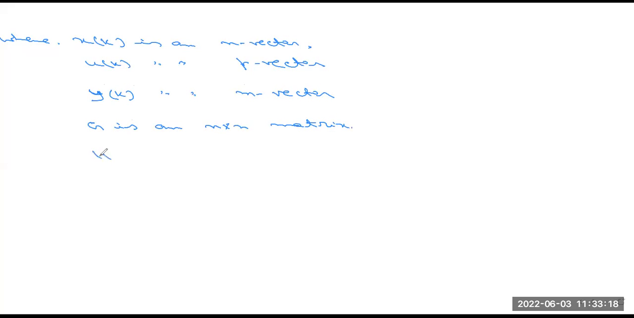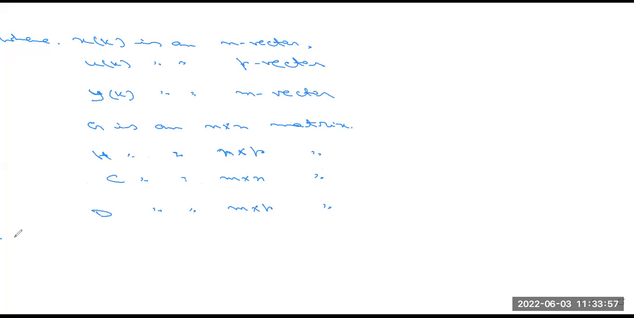Another one we have to express here: H is an n into r matrix, and C is also an n into n matrix. Okay. And D is basically m into r.